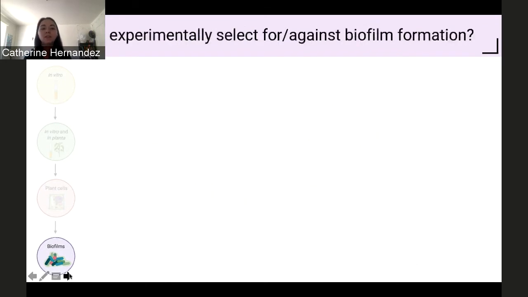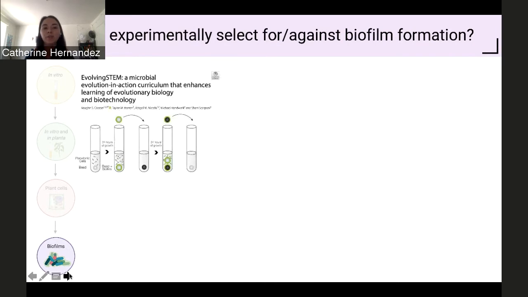And so our final question for this work: we want to see if we can experimentally evolve and select for and against biofilm formation in this pathogen, so that we can have populations and colonies that are better or worse biofilm formers that we can then assay in plants. For this, we're taking advantage of a method developed by Von Cooper and his group where they passage biofilms on beads. They grow the bacteria in a culture with a bead, and then the biofilm can grow on the bead, and then they can transfer that bead to a new well with a free bead that the old biofilm can then disperse onto.